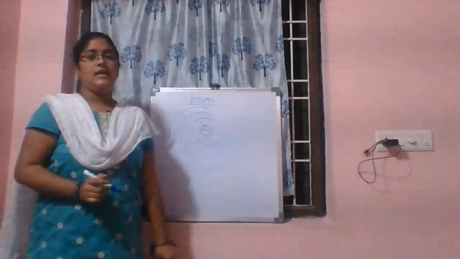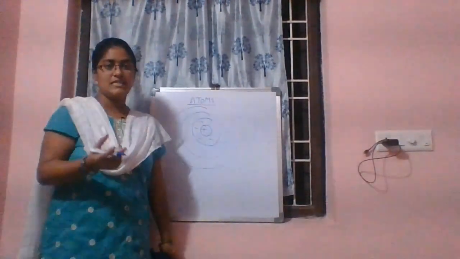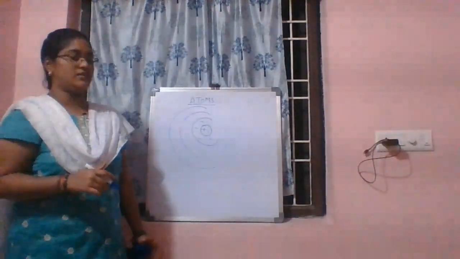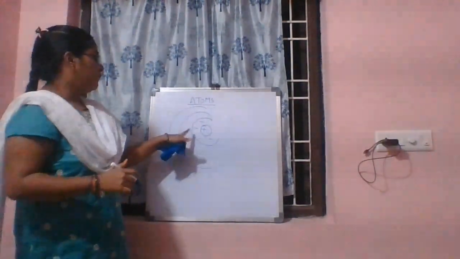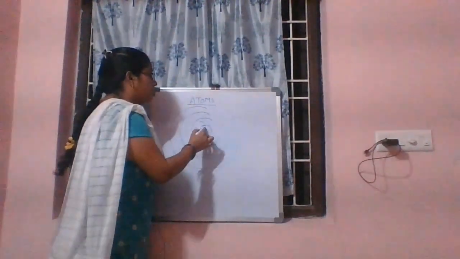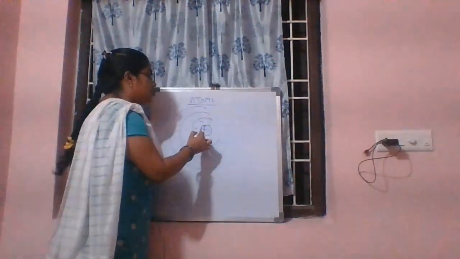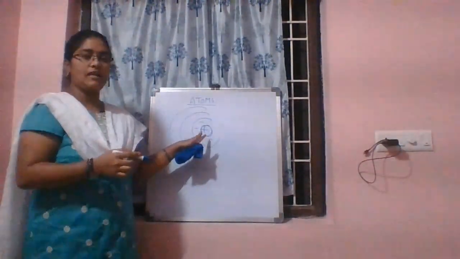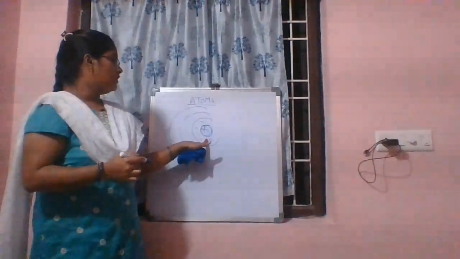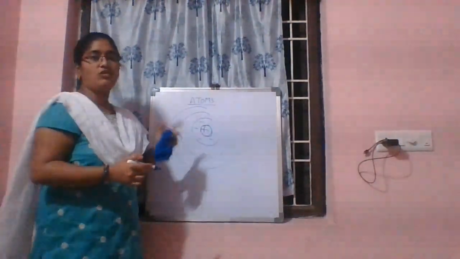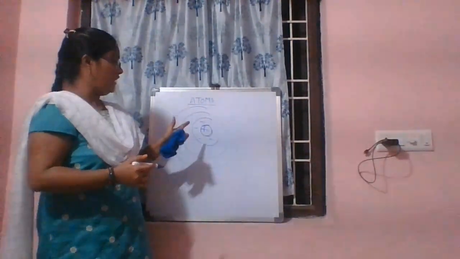Again later Bohr came into existence, and what did he tell? He has given some postulates. The first postulate is that the nucleus is large and is the center of the atom. The electrons will be revolving around the nucleus but only in discrete paths.